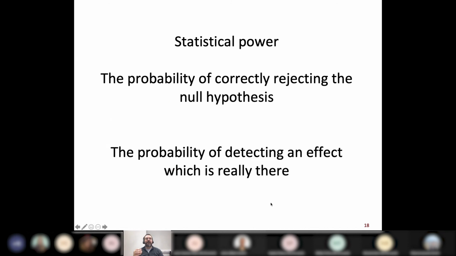Statistical power is the probability of correctly rejecting the null hypothesis. And I think a much easier way of remembering this is to say that it is the probability of detecting an effect which is really there. If you want to detect an effect in your experiment, you need power.